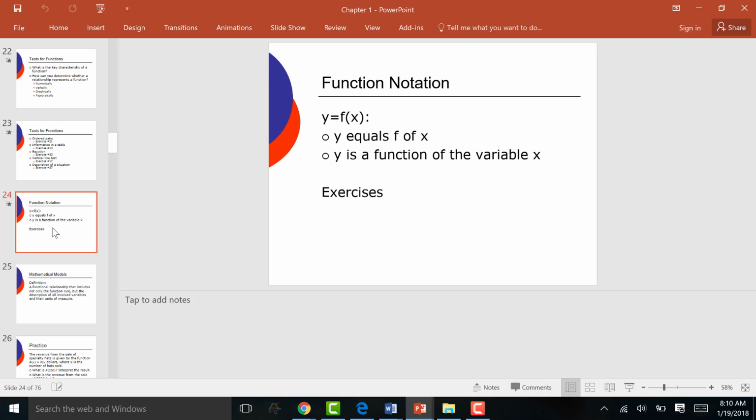Function notation: anytime you see y equals f of x, it's read y equals f of x. Another way you can say it is y is a function of the variable x. In the homework, you're going to see this written multiple ways, but just know, every time you see y equals f of x, that tells you that this is a function and you're going to be plugging something in.